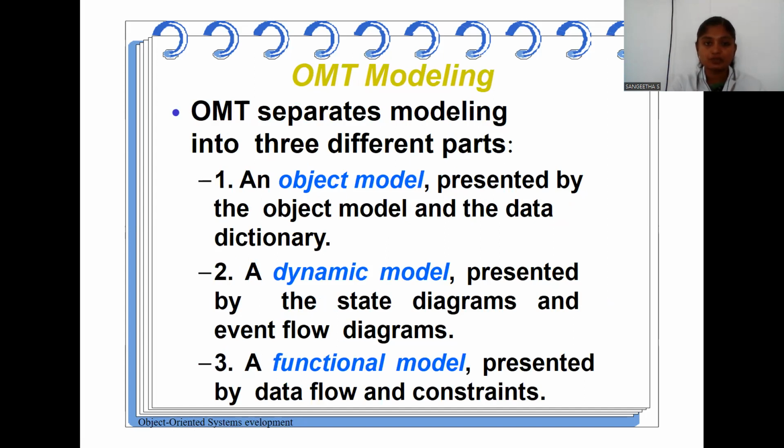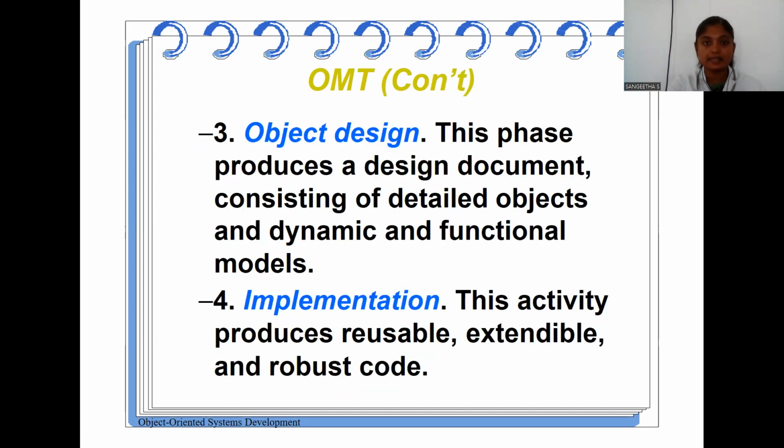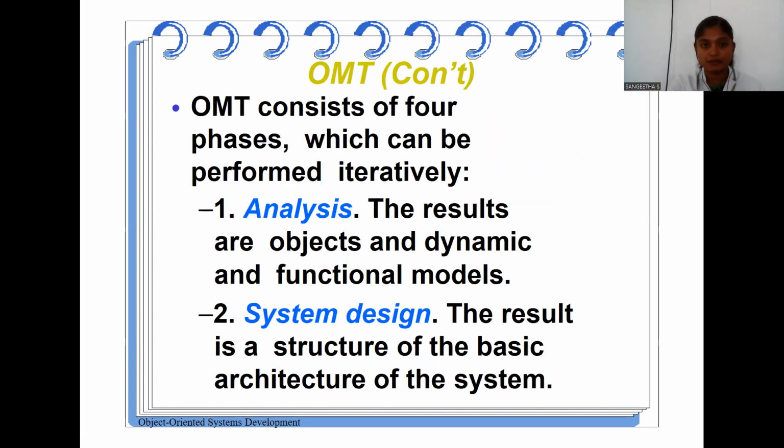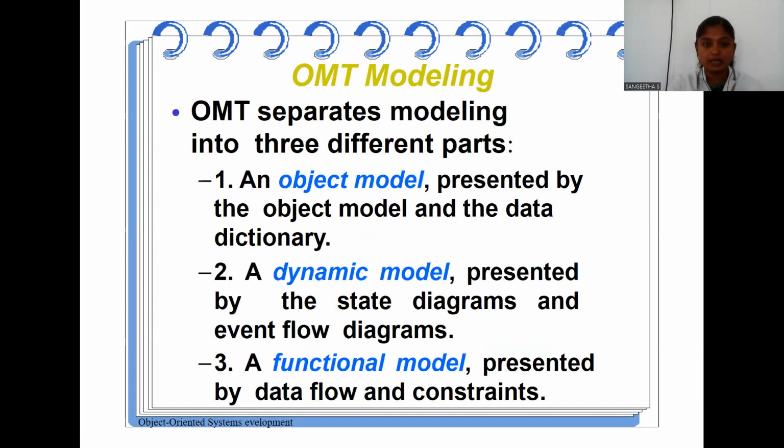Actually, there are three models in OMT. What we had seen in these steps are the phases of the object modeling technique. Each step-by-step activity is called a phase. Here we will have three models called the object model, dynamic model, and functional model. The object model is presented by the object model and the data dictionary, and then the dynamic model.